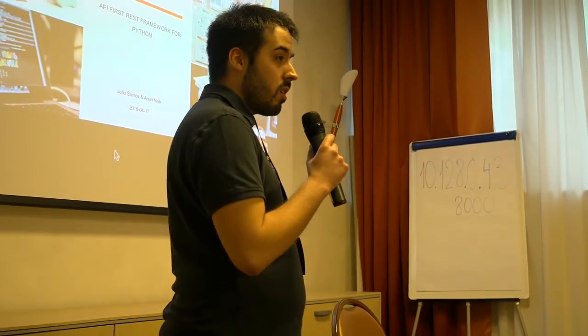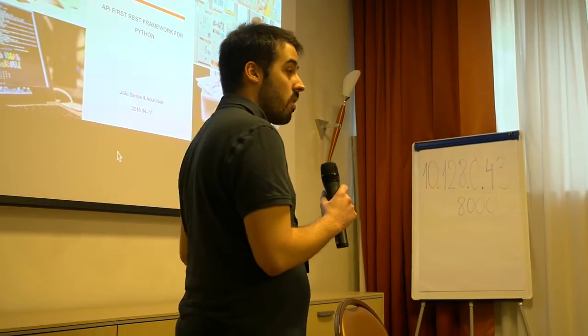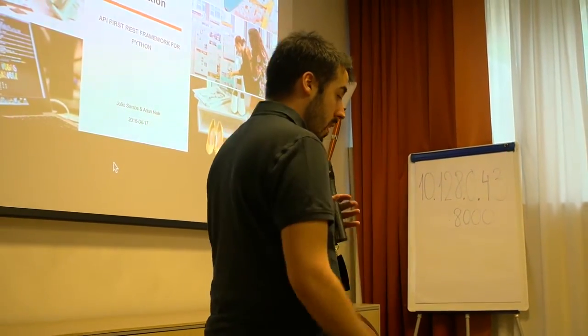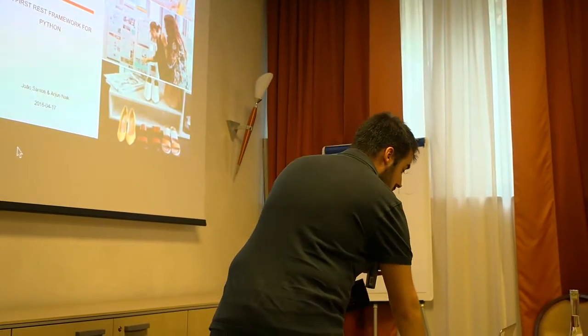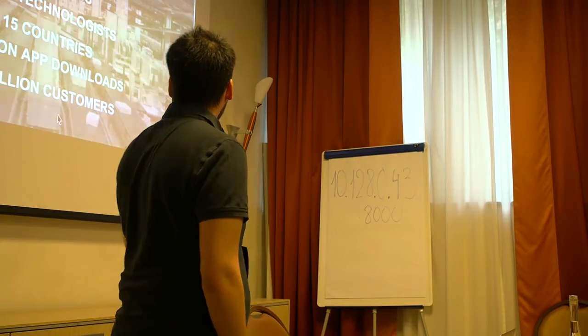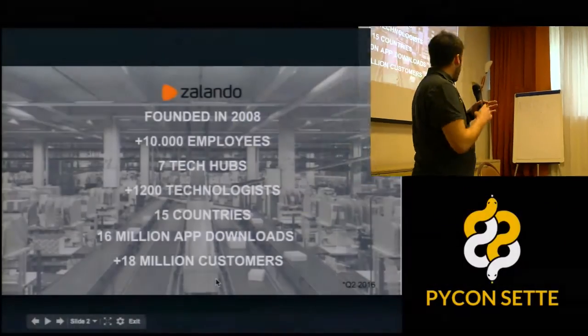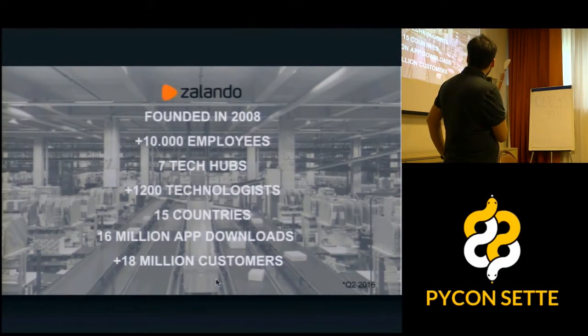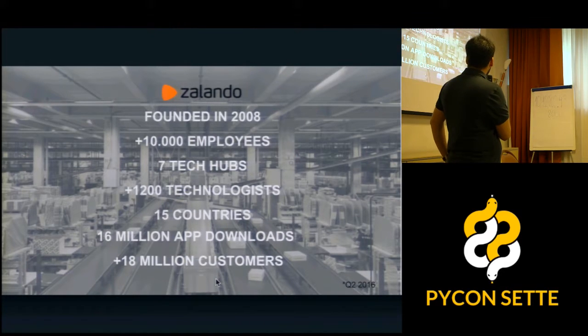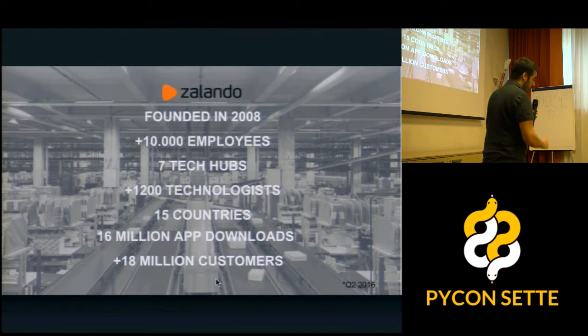Hi everyone, today my colleague Arjan Naik and I will present Connexion, a web framework for API first that we built at Zalando. If you don't know Zalando, it was founded in 2008. It has more than 10,000 employees, more than 1,000 of which are technology alone. We are present in more than 15 countries and we have more than 18 million customers.